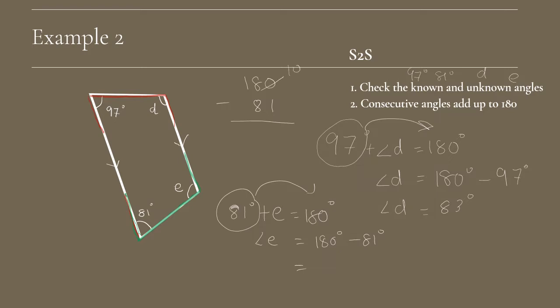So that is 10. This becomes 7. So 9, 17. What is 17 minus 8? We have 9. So angle E is 99 degrees. Again, you can check by adding up the two numbers, 81 plus 99, and see if they make up to 180 degrees. As simple as that.